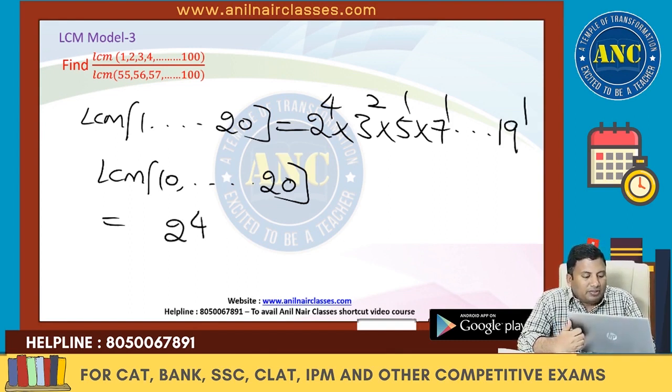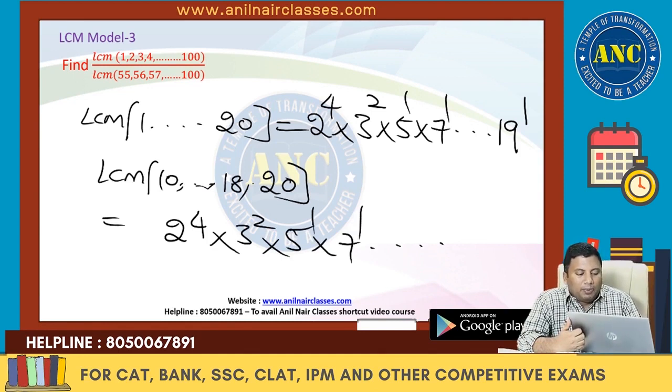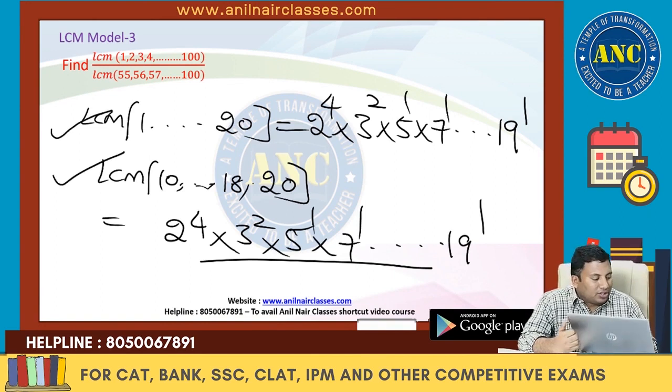16 is present from 10 to 20. Next one, 9. 18 is present here, which is 9 into 2. 5 power 1 will be present. 7 power 1 will be present. 19 also will be present. Both are same, right? Finish.